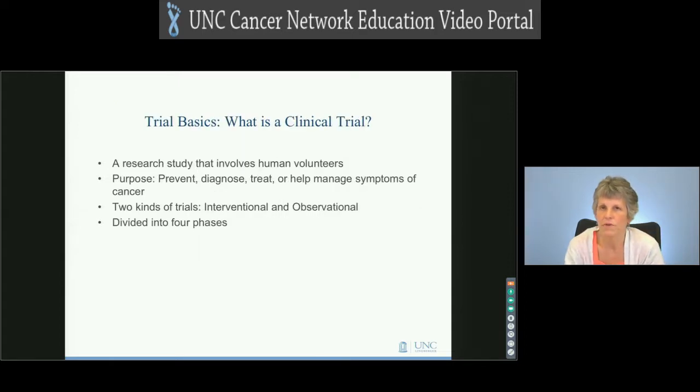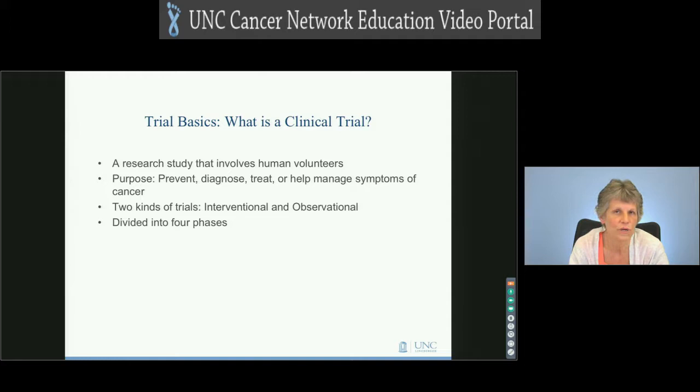So just, if your patient says, well, what is a clinical trial? What does that mean? It's really simple. It's just a research study that involves humans. These trials are meant to prevent, diagnose, treat, or help manage symptoms of cancer. There are 2 kinds of trials. There's interventional and observational, and they're divided into 4 phases.